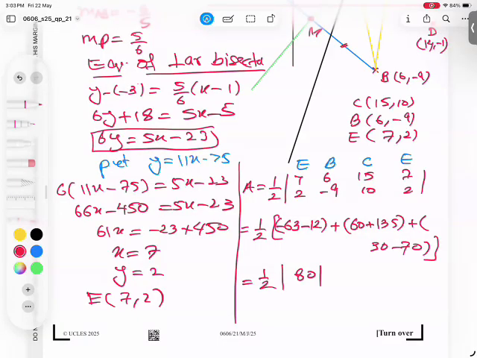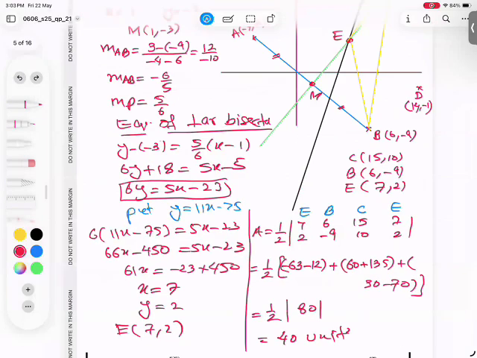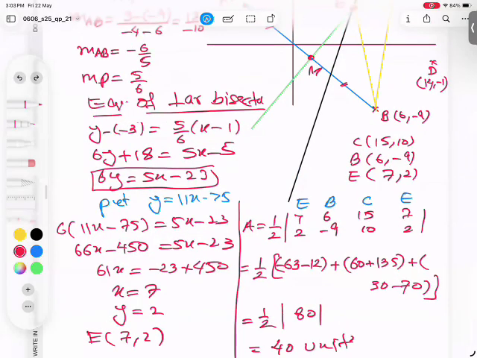And you know it very well, students. 80 divided by 2, we've got 40. 40 unit square is the answer. And make sure modulus will convert into positive. If it comes a negative answer, let's say, it will convert into positive. And this is our answer. Alhamdulillah Rabbil Alameen. I hope the concept of the question is clear.